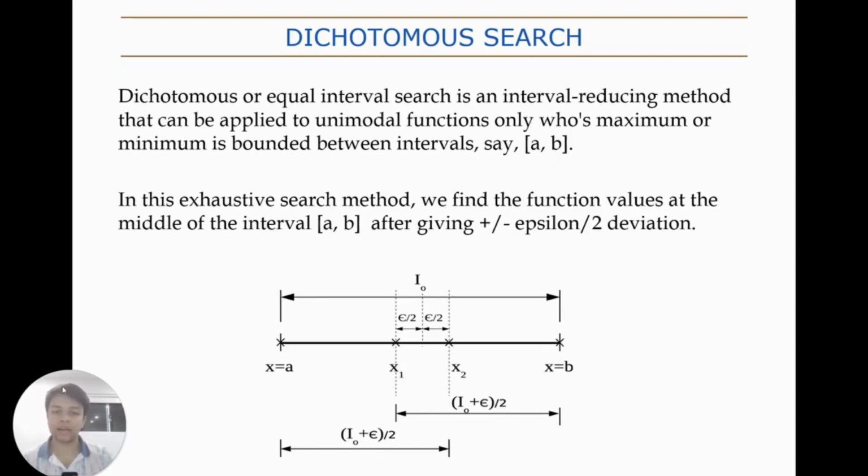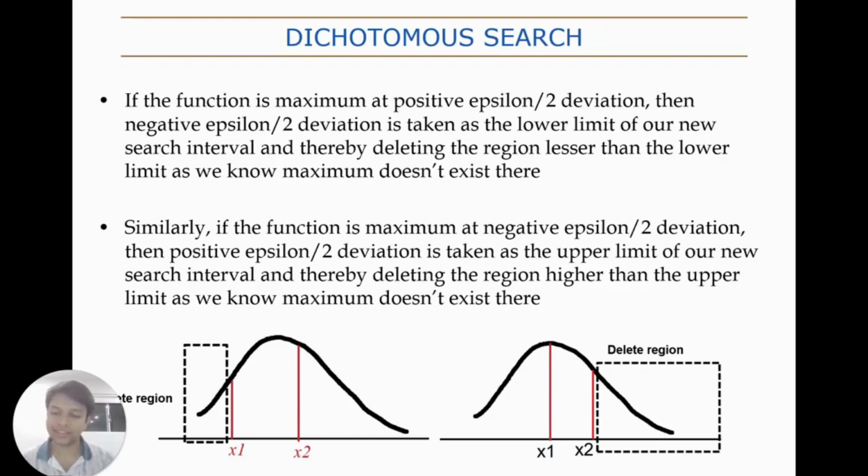So let's say we are given an interval a comma b, and dichotomous search is an exhaustive search method where our aim is to reduce the interval a comma b such that it has plus or minus epsilon by 2 deviation. Dichotomous search gives rise to two scenarios.